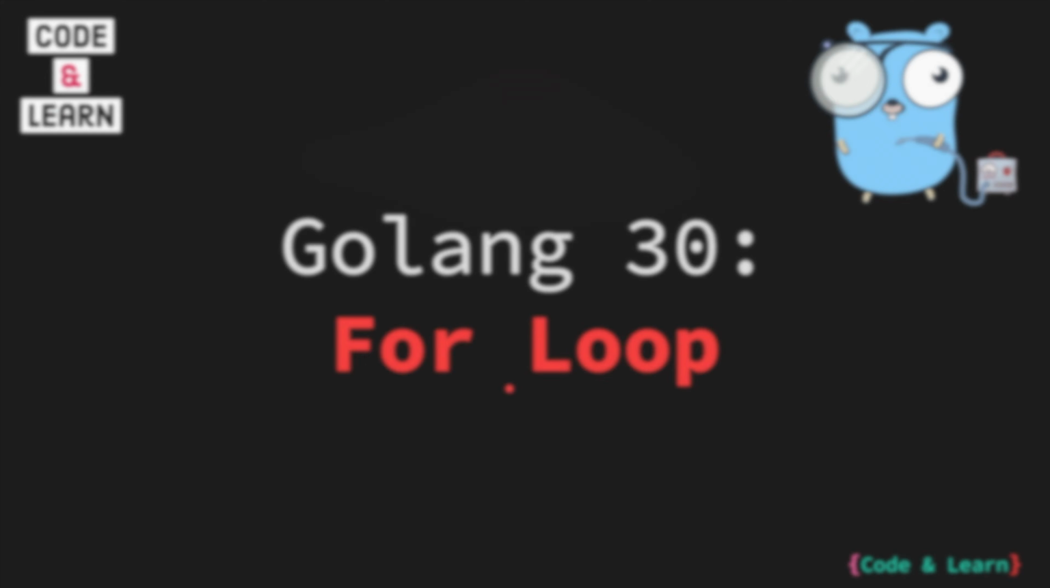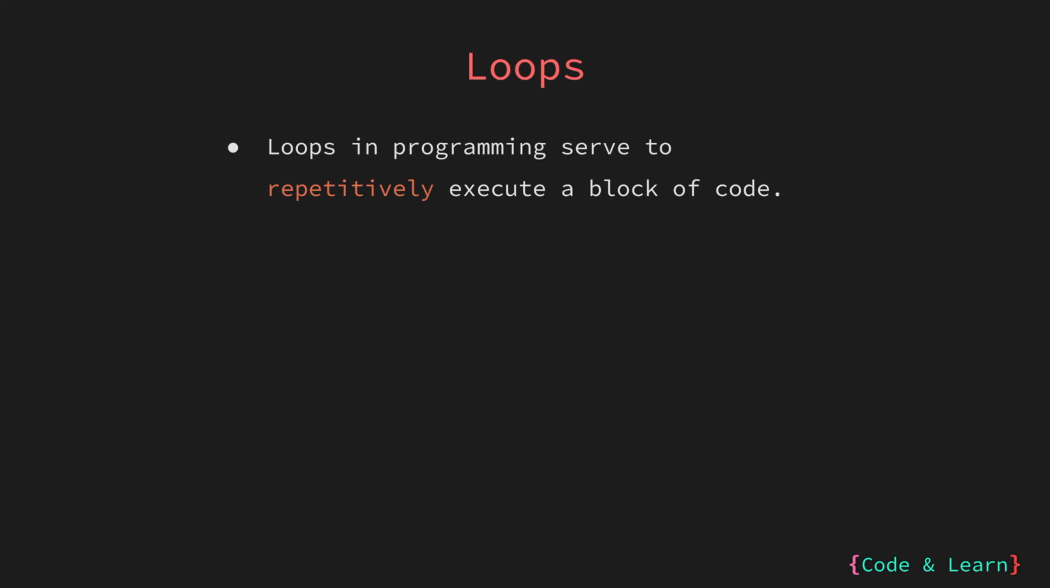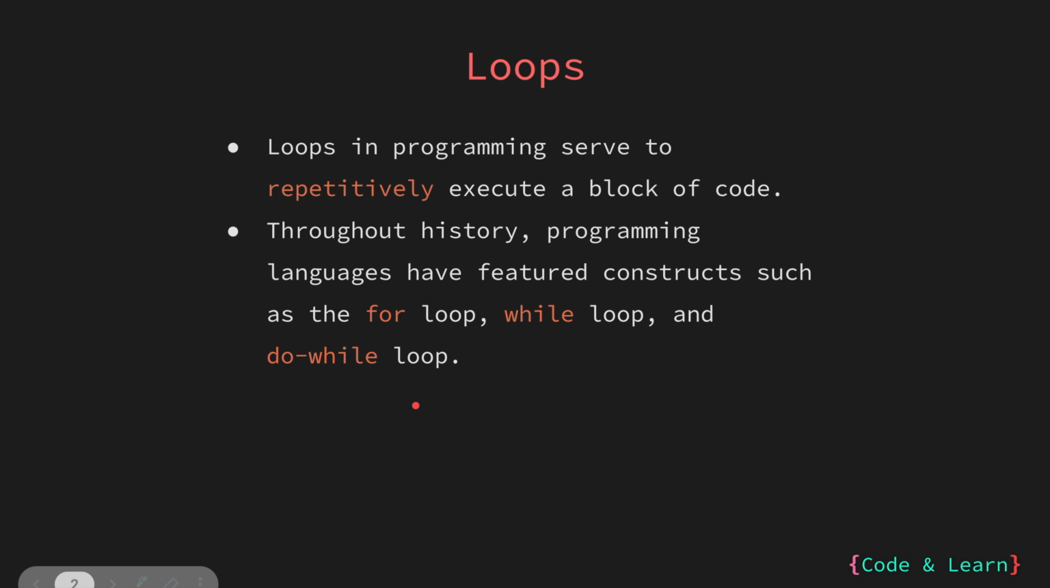So let's get started. In programming, loops are control structures that allow a block of code to be executed repeatedly. This is useful when you want to perform a certain operation multiple times without having to write the same code over and over again. In programming, loops are very common.